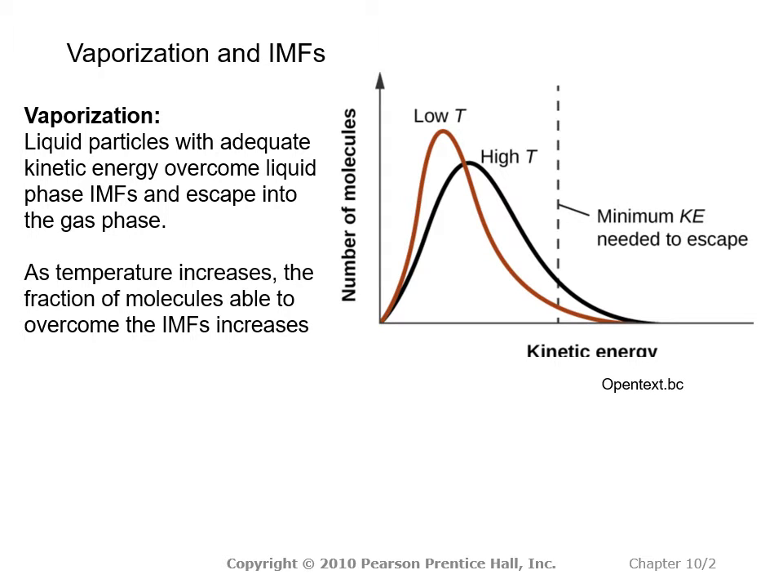Let's first look at the process of vaporization. We have here a Maxwell-Boltzmann distribution diagram. For vaporization, the liquid particles have to have enough kinetic energy to overcome the liquid phase IMFs and escape into the gas phase. So for the low temperature sample, only this small fraction of sample down here has enough energy to escape. As we increase the temperature, now we have a greater fraction of molecules that can escape.